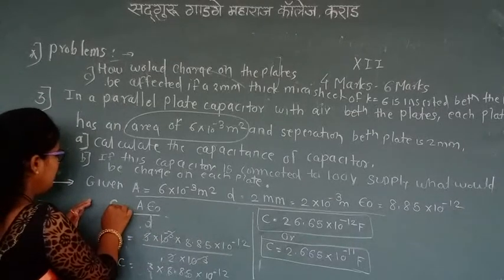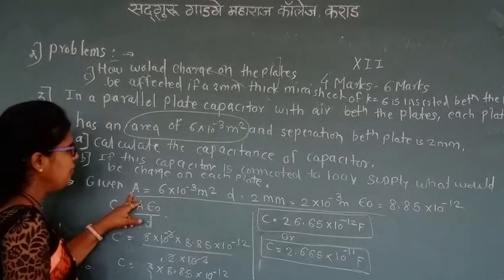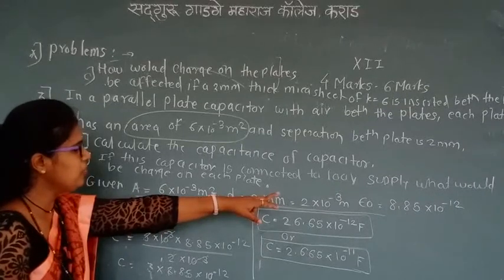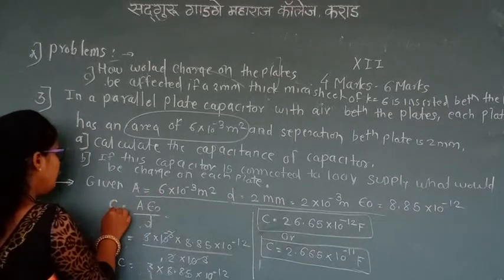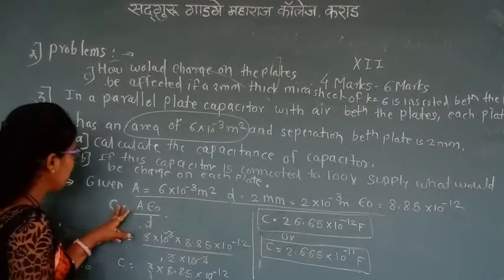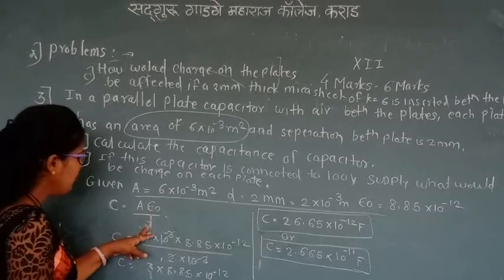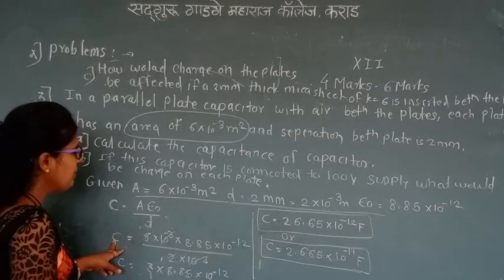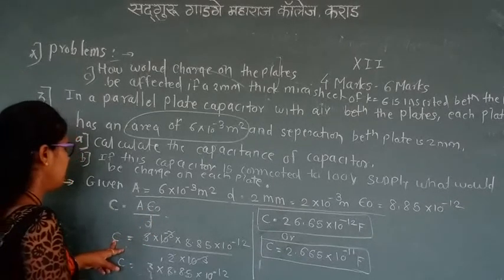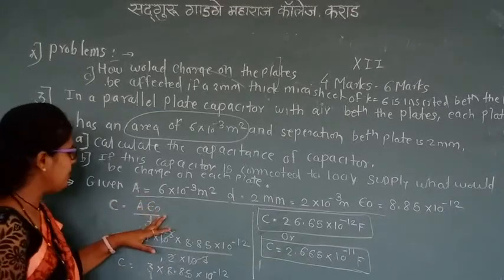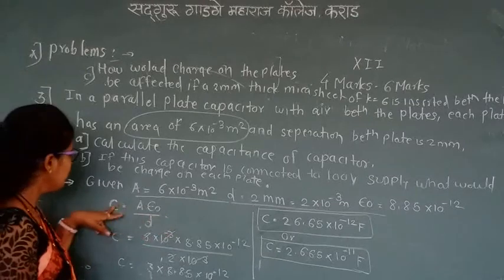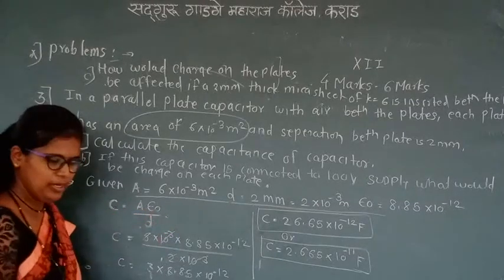Let's once again see here. A is given, D is given, and the epsilon naught value we have to know. By using these three values, we can calculate the capacitance of the capacitor. Aε₀/D gives C, the capacitance of the parallel plate capacitor. Here we have to use the formula for the capacitance of parallel plate capacitors, C = Aε₀/D.